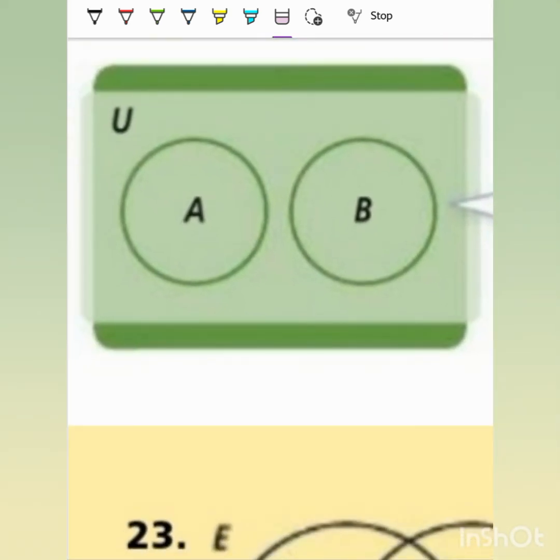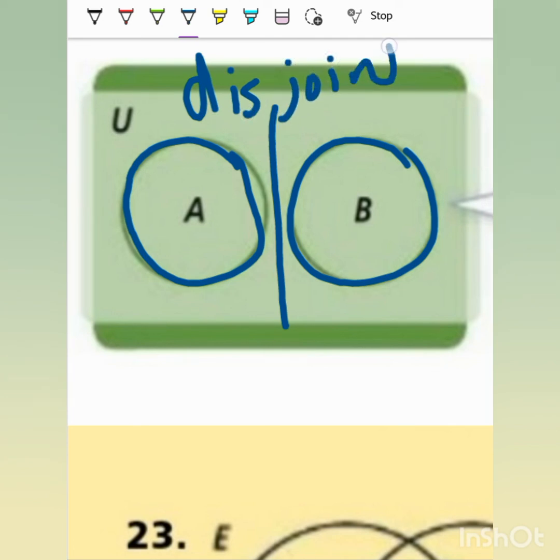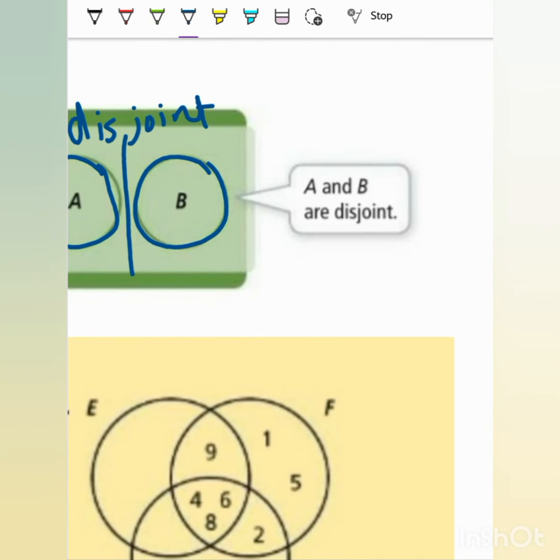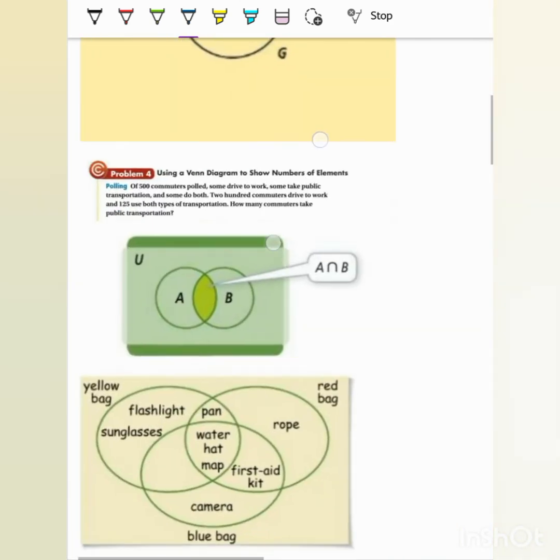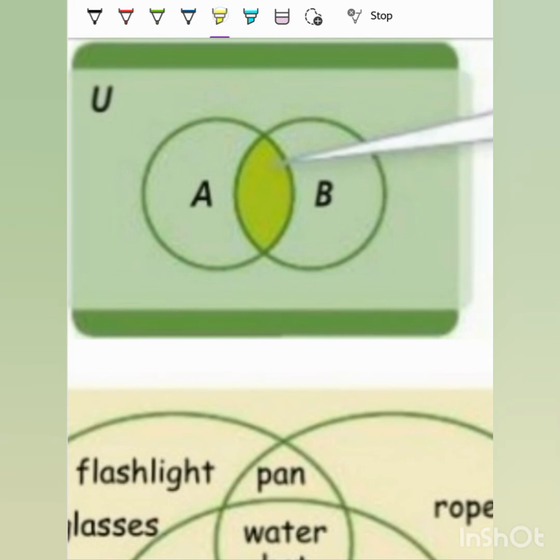This is a Venn diagram, and we have 2 circles. This is A and this is B. As you see, they do not intersect. Because of that, we call them disjoint. It is one word, disjoint. A and B are disjoint. Here we have a Venn diagram with 2 circles, but they intersect here. And he asked me about this area, the intersected area here.